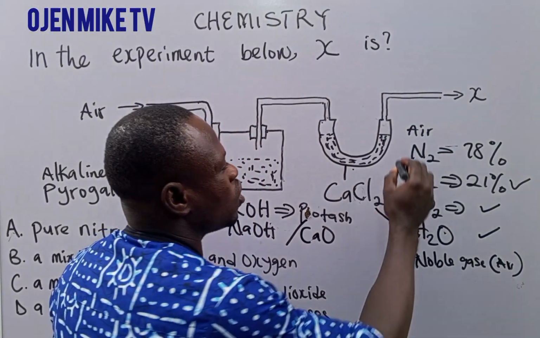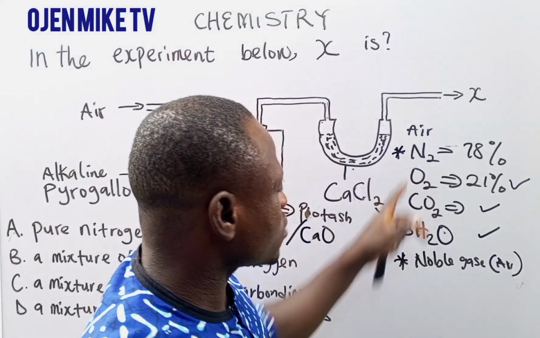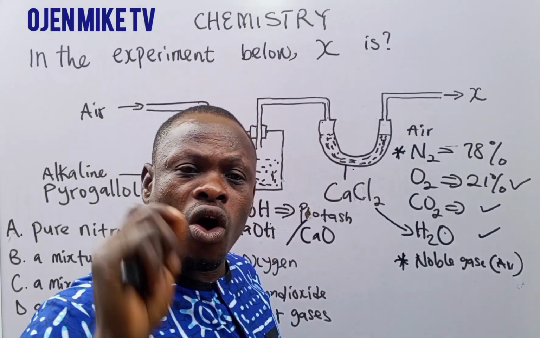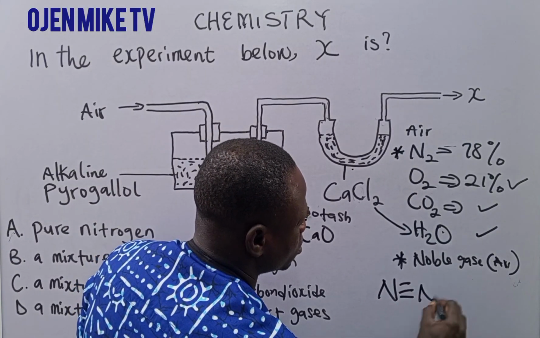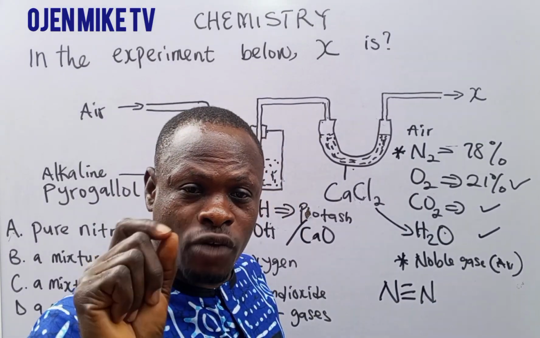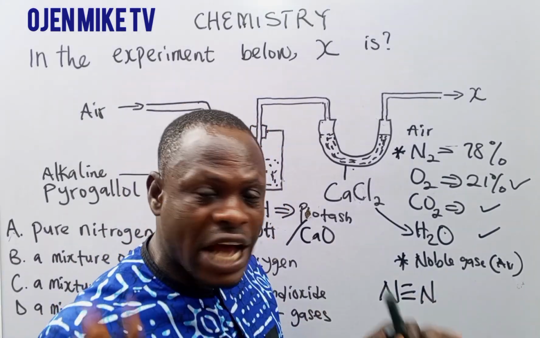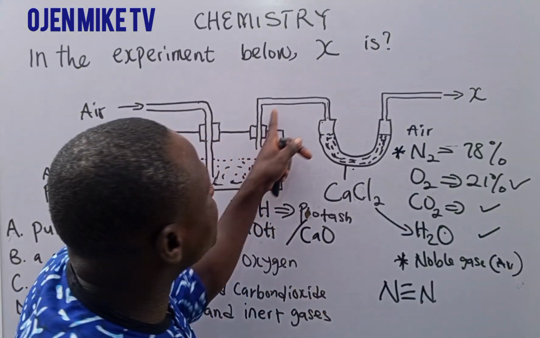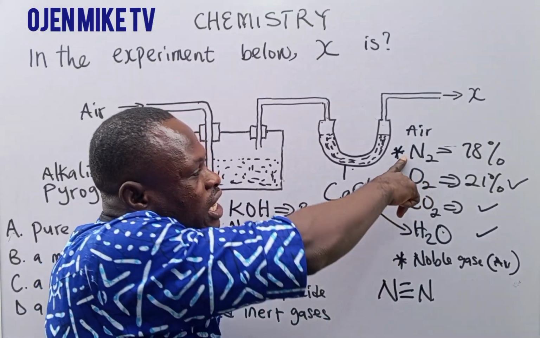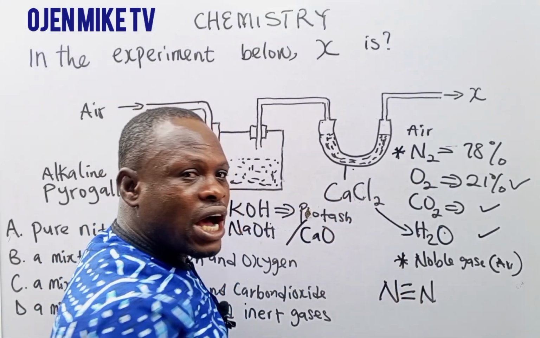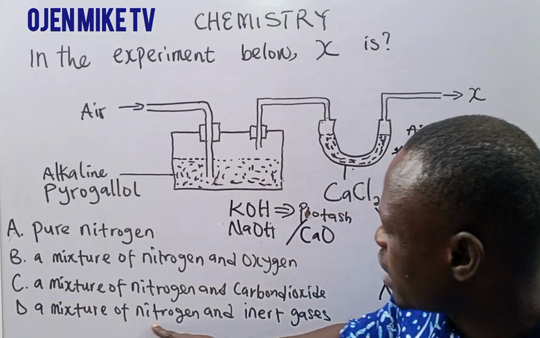Now what is left is nitrogen and noble gas. Nitrogen and noble gas are unreactive. Nitrogen is written with a triple bond, and it is very, very difficult to remove nitrogen in a laboratory. You get that? Noble gases are unreactive, therefore they can penetrate here and go out. So our X will now be left with nitrogen and noble gas. So our answer is a mixture of nitrogen and noble gases.